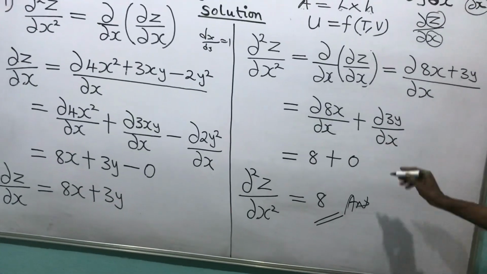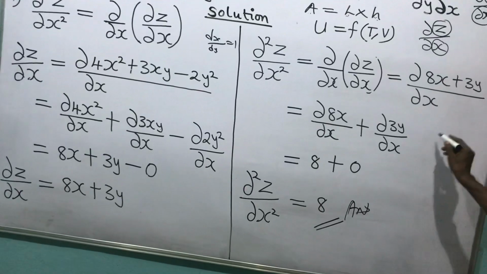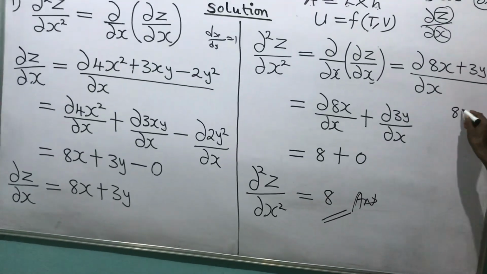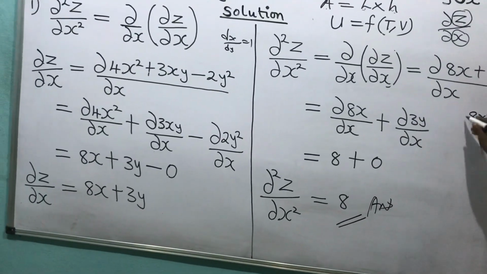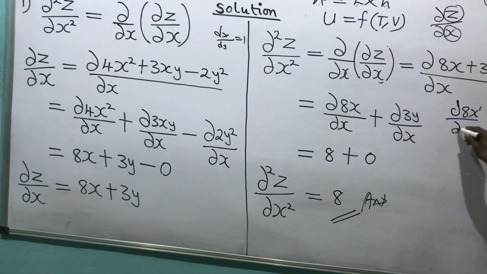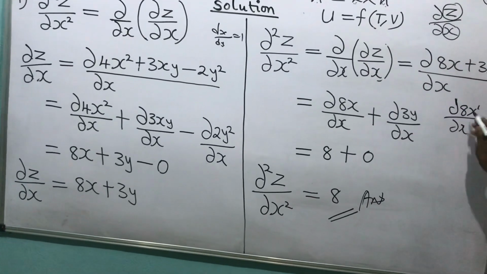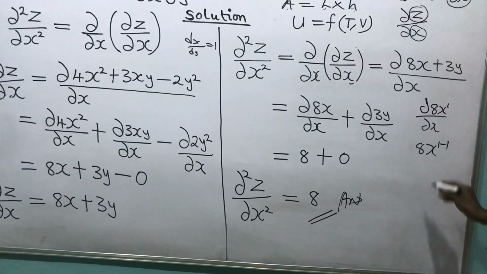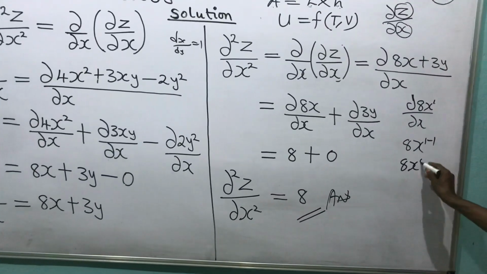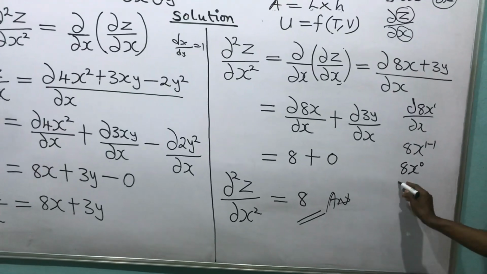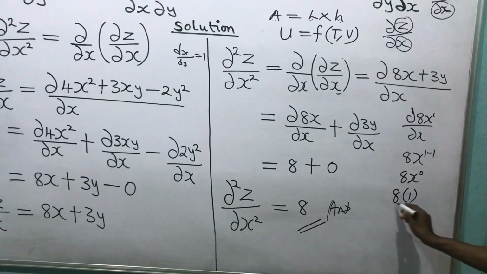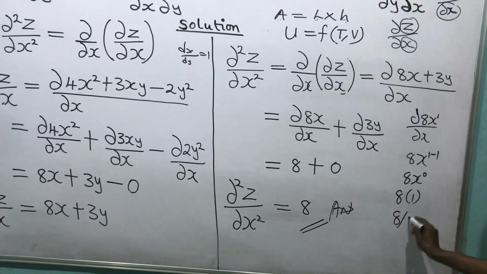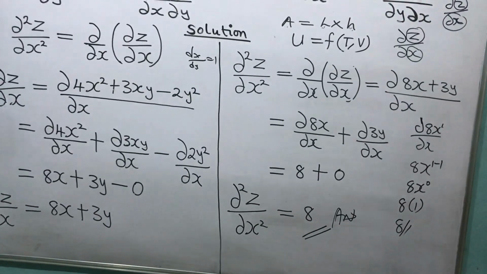Somebody may ask, how do we get this to be 8? You remember that this 8x is 8x raised to power 1. Differentiating this, I take the 1 to multiply 8, and then 1 minus 1, and this will give me 8 times x raised to power 0. Anything raised to power 0 is 1, and 8 times 1 will give me 8. That's how we get this.